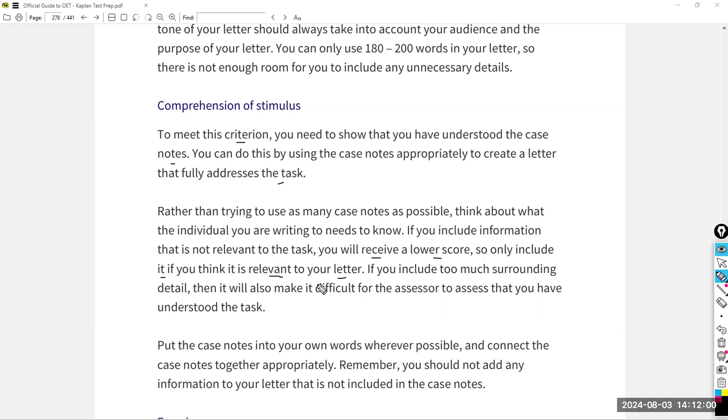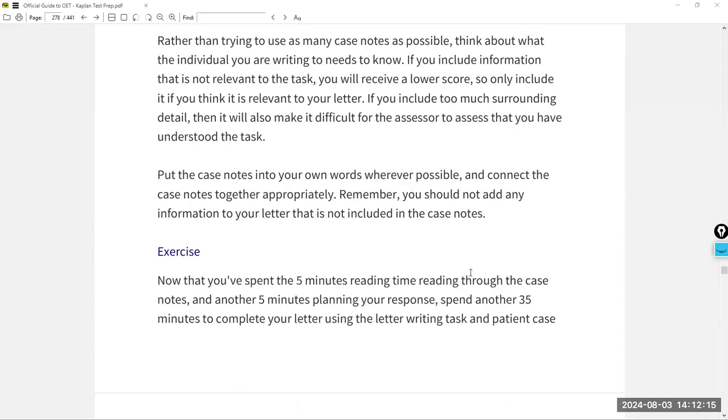If you include too much surrounding detail, then it will also make it difficult for the person who is marking your letter to assess that you have understood the task. So please, put the case notes into your own words wherever possible, please. Don't copy and paste. And connect the case notes together appropriately, smoothly. Remember, you should not add any information to your letter that is not included in the case notes.